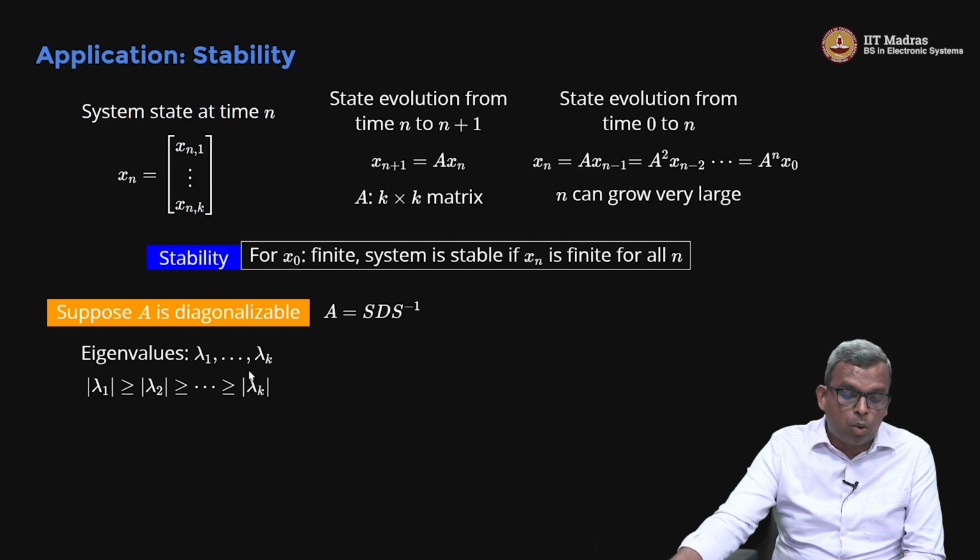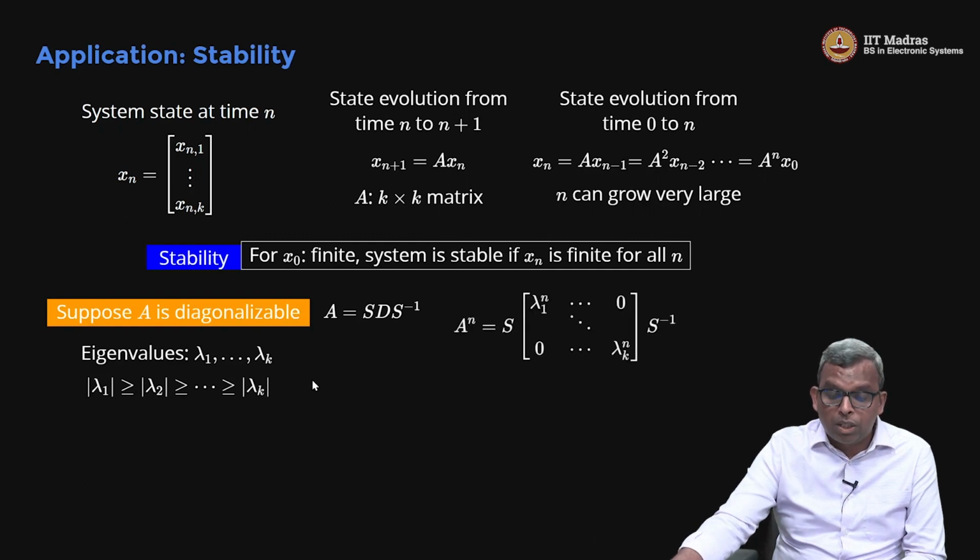I'm going to write, counting repetition, maybe lambda 1 to lambda k, and I will order it in this fashion. Mod lambda 1 is greater than or equal to mod lambda 2 greater than or equal to so on, mod lambda k. So this is very common. You go from the largest eigenvalue in absolute value to the smallest eigenvalue in absolute value. This is one very common way to sequence the eigenvalues. Once you do this, a power n is very trivial, right? So S times the eigenvalues in the D alone get raised to the power n, lambda 1 to lambda k, S inverse. So now we can start answering questions like stability, right?